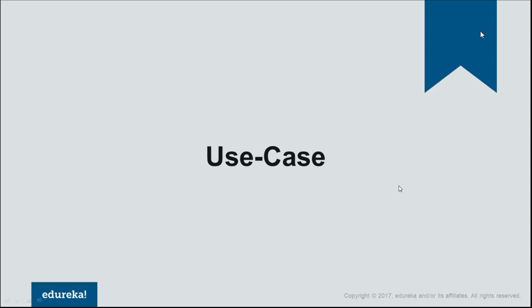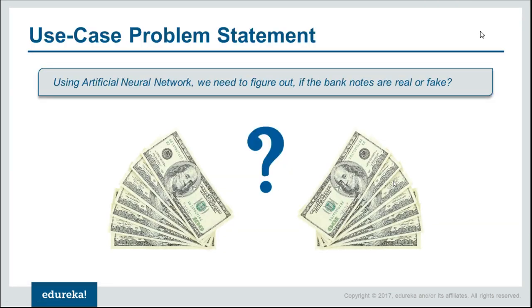Okay, now we are going to take a use case of an artificial neural network, and we are going to implement it using an artificial neural network only. The problem statement is to determine whether a bank note is real or fake.